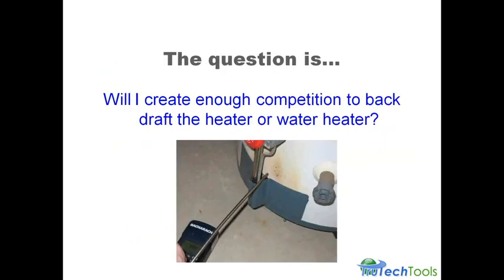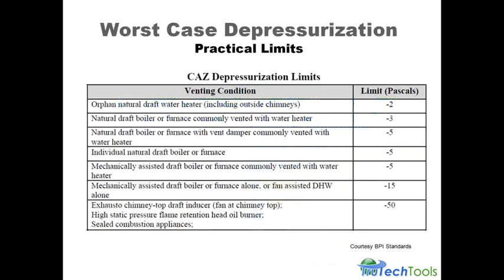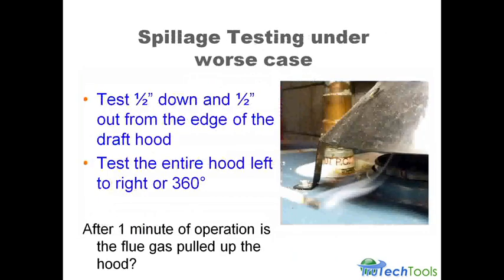The question is, when we're doing worst case testing, will you create enough competition to backdraft the water heater or the furnace? And there are limits for worst case depressurization, depending on the type of the appliance. And you can reference this slide. Again, it's courtesy of the BPI standards. If we have an orphan natural draft water heater, that means the water heater is all by itself. There's no furnace in with it. It's got a limit of 2 pascals in the combustion air zone, negative pressure with reference to outdoors. A natural draft boiler, 3 pascals. A natural draft boiler with a vent damper, commonly vented with a water heater, 5 pascals. So you can see that different scenarios have different limits of depressurization that are acceptable.